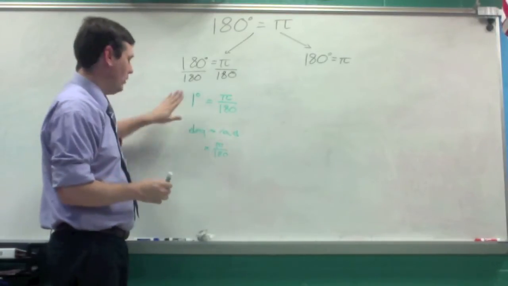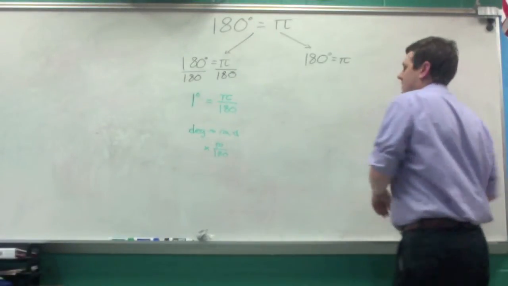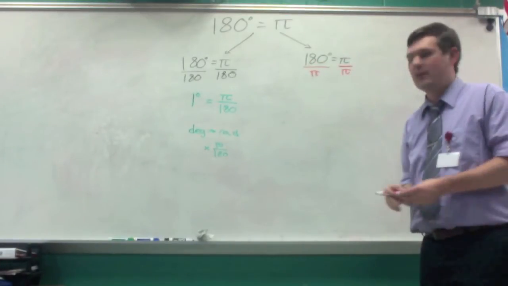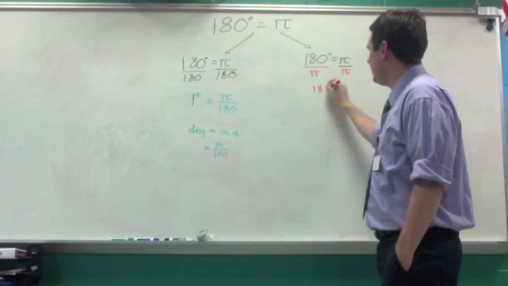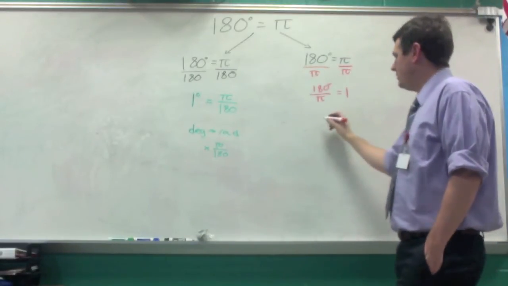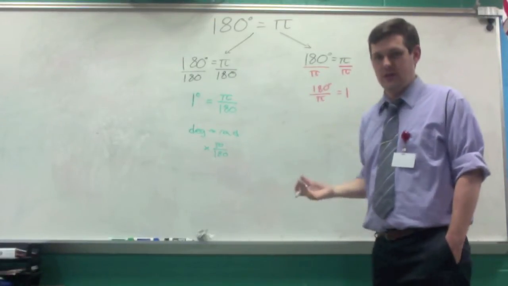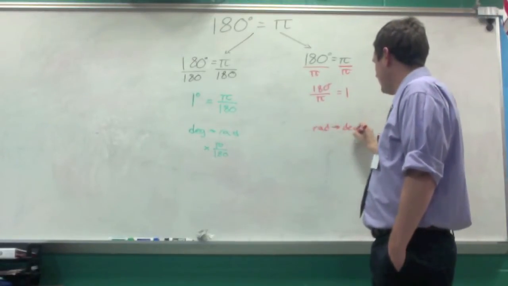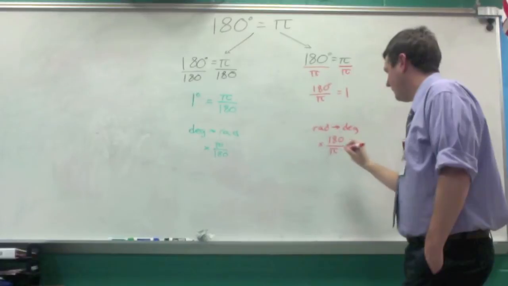And I did that by getting 1 degree isolated by itself. So over here I'm going to get 1 radian isolated by itself. So I divide both sides by pi. What that's going to give me is that 1 radian equals 180 degrees over pi. So just like this one, 2 radians would be 2 times 180 over pi. 3 radians would be 3 times 180 over pi. So that means that to go from radians to degrees, it's going to be times 180 over pi.